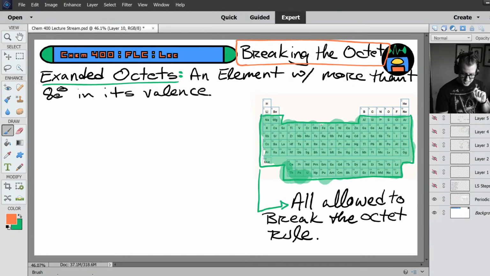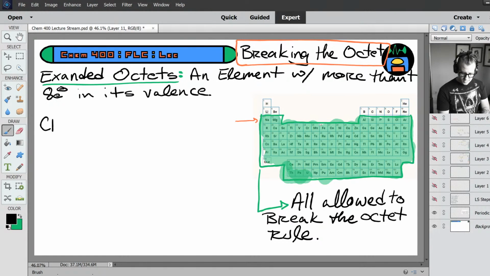But I need to mention though for a minute why. I need to take a second to talk about why it is that on the third period, starting here, why are these elements allowed to break the octet rule? And to show you why, I want to take a look at chlorine.